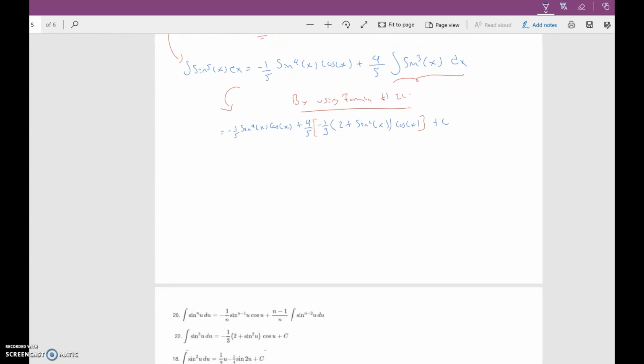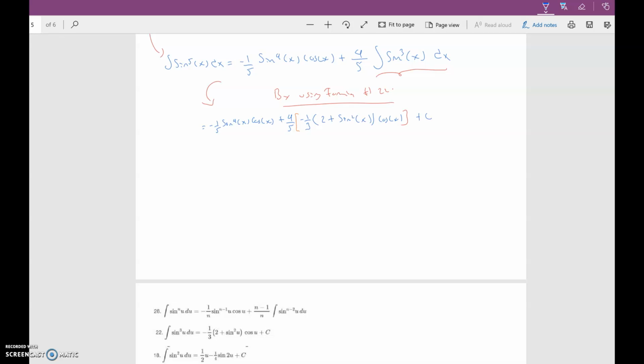And let me check to make sure that it was evaluated correctly. From the actual integral of the sine to the third power, in this case this portion ended up in this portion. So -1/3 times 2 plus your sine squared of x cosine. And let me actually distribute the 4/5, and that would be our final answer.